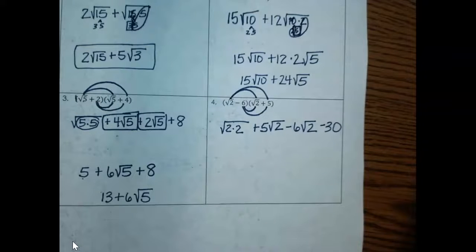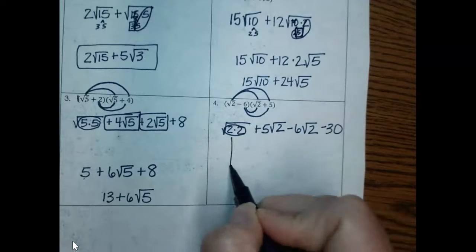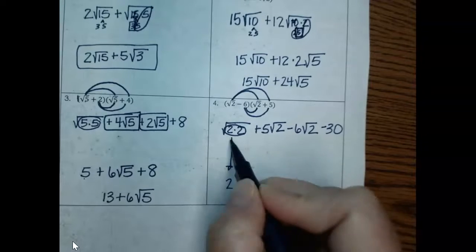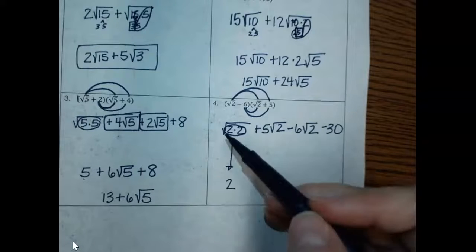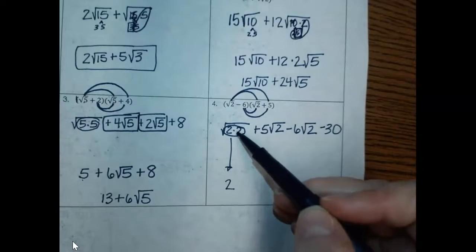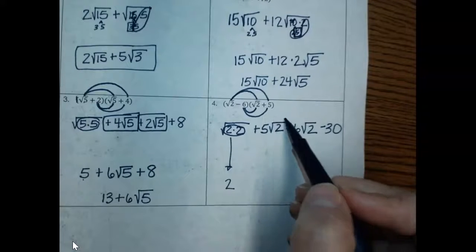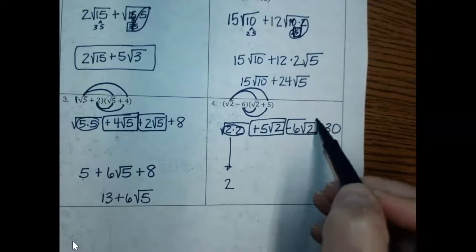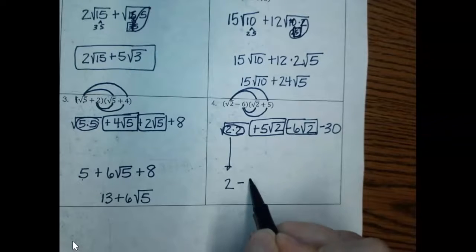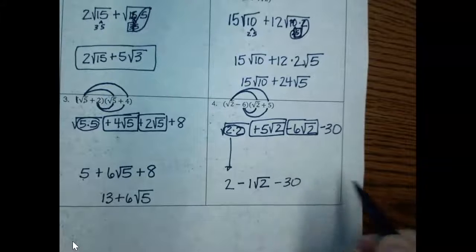So now we need to start looking at simplifying. I have a pair of 2's, which means one's going to come out and there's nothing else left over. That radical completely disappeared. Because if we multiplied those, that's 4, and the square root of 4 is 2. Then we have some like terms. We have 5 root 2 minus 6 root 2 equals negative 1 root 2. And then I have minus 30.